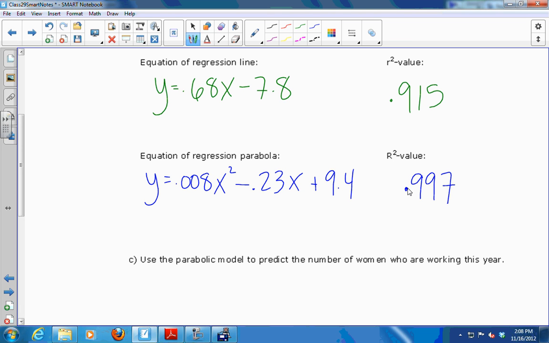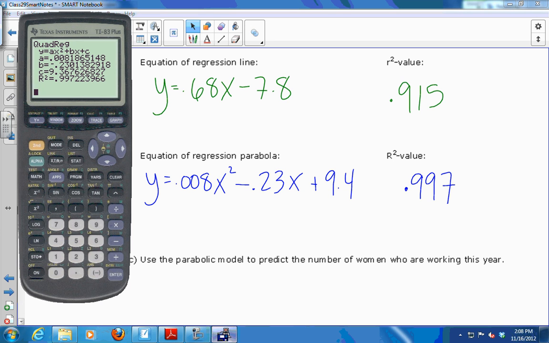which is much closer to 1 than 0.915 is. So it looks like, according to the R squared value, this is going to be a much better fit than the line is. So if I go to y equals, you can see now in y1 I have the line, and in y2 it's pasted the quadratic. So when I press graph, I can see the line, and that was a pretty decent fit, and then I see the parabola, and it's an almost perfect fit. So the quadratic is really a better model.